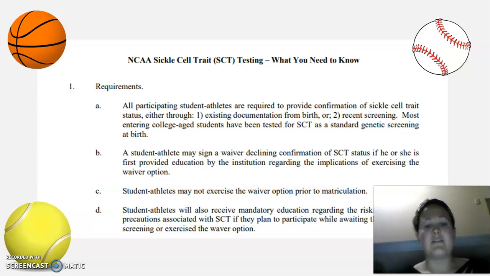So the NCAA did this really just to provide more safety for the athletes, and so that healthcare professionals are aware of which athletes have sickle cell trait, and they can have an extra eye kept on them, or if they start developing these symptoms, they should sit out immediately there.